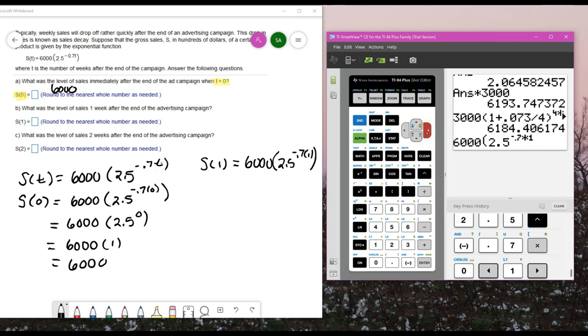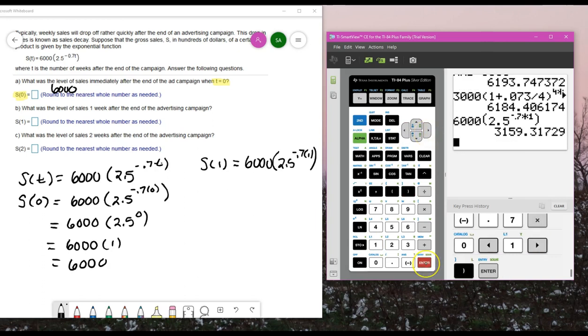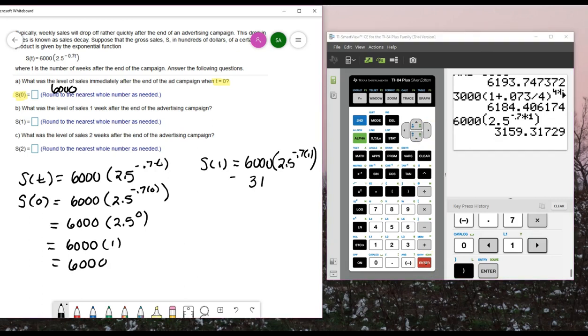And then I'll close parentheses. So that gives me 3,159, and I'm looking at my directions here. It says round to the nearest whole number, and that 3,159 would be the nearest whole number.